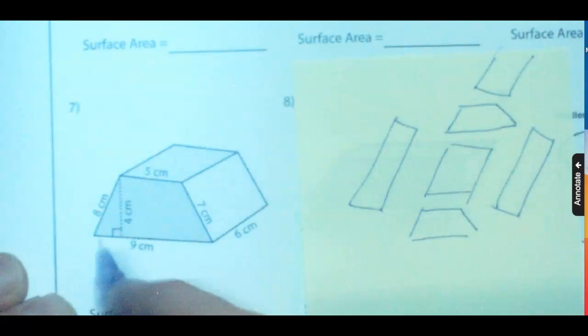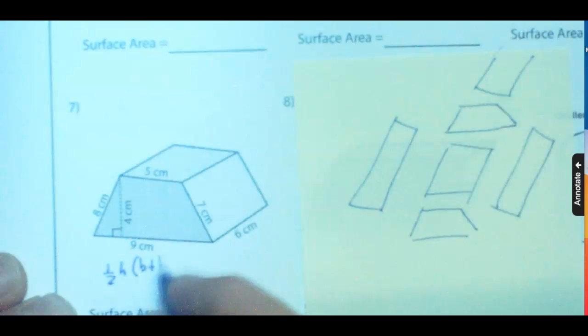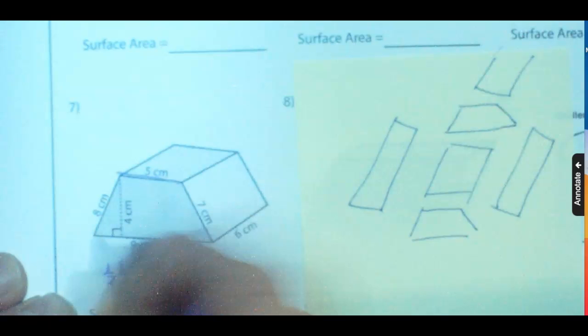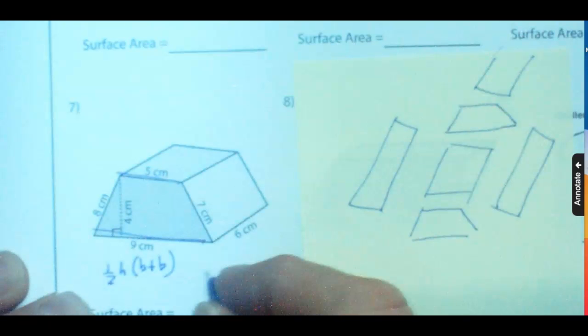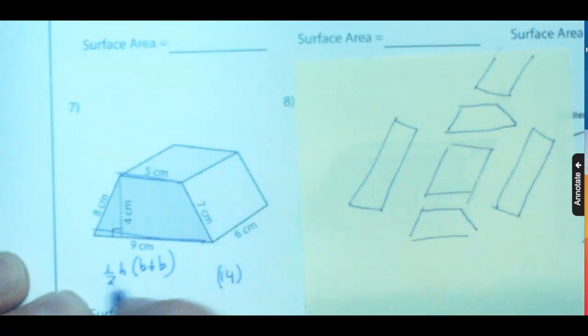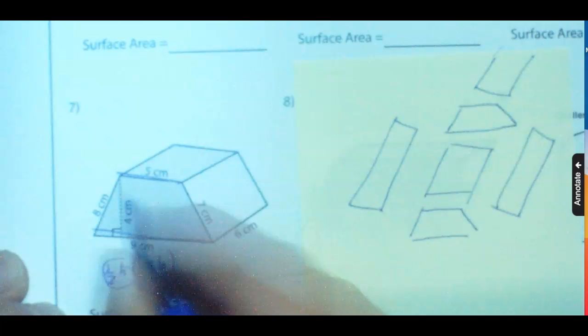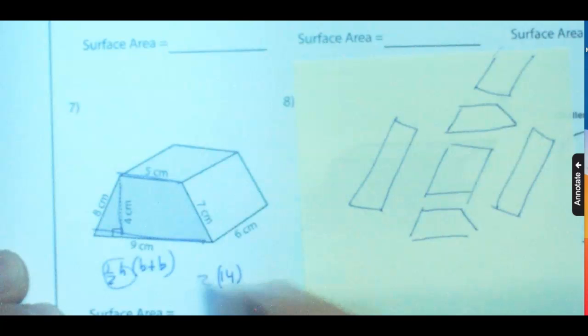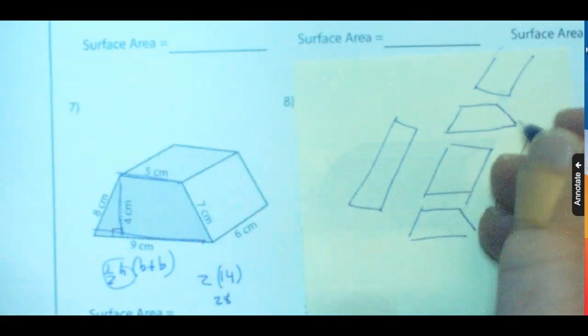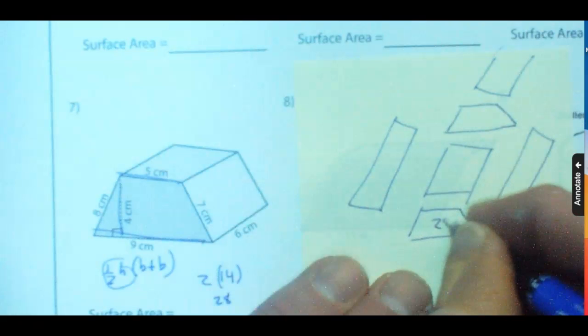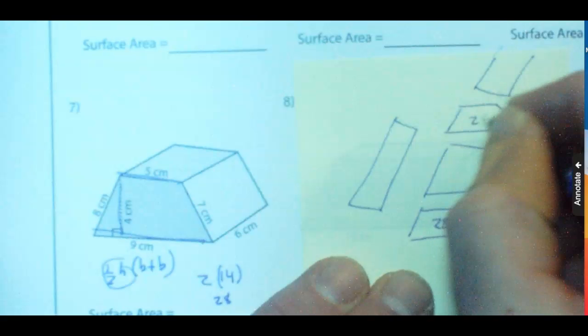The area of a trapezoid is 1/2 the height times the base plus the base. So here are the bases, 5 and 9. So 5 plus 9, that is going to be 14. We're going to multiply that by 1/2 of the height. Here's the height. The height is 4, so half of that is 2. So 2 times 14, this is going to give me 28. So this guy here is 28. This guy over here is 28.